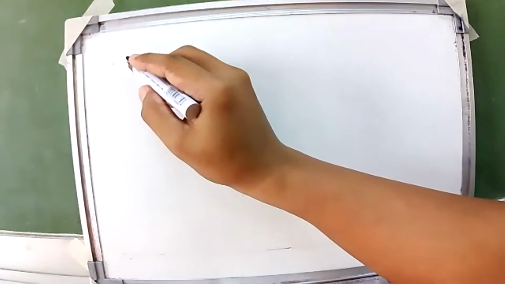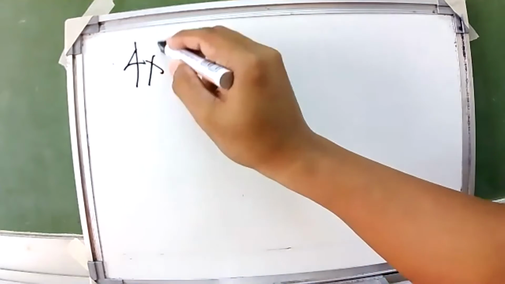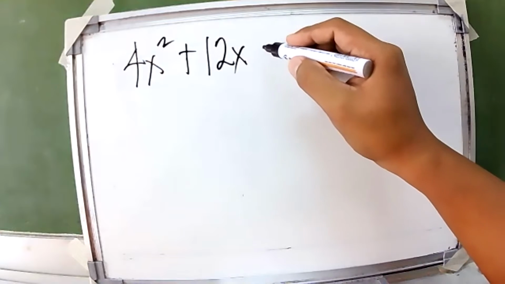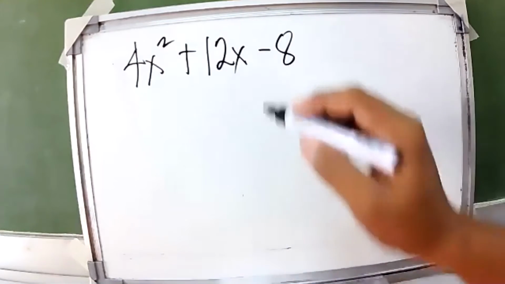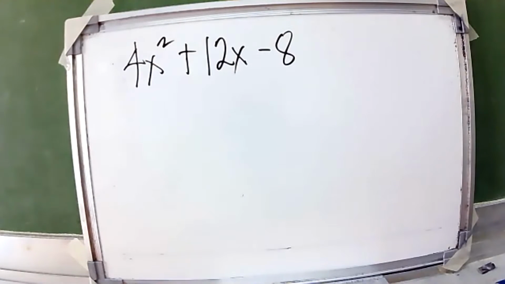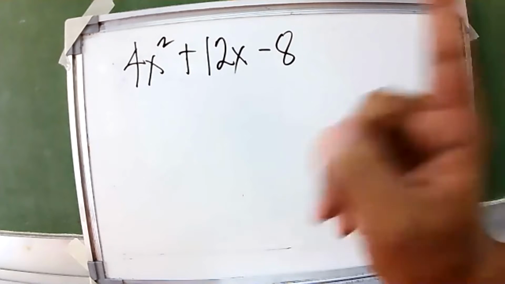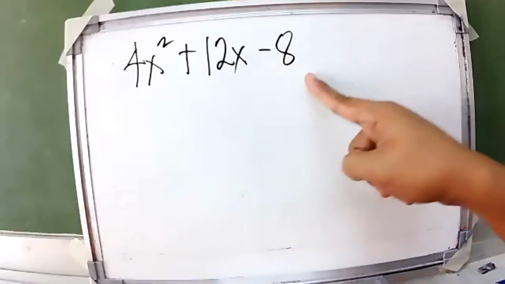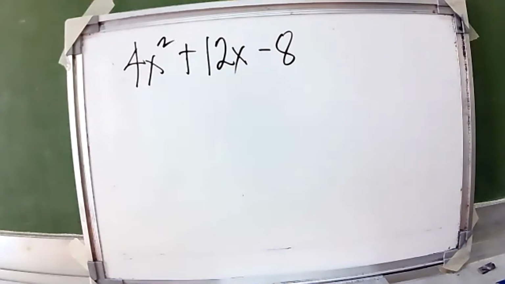For example, we have 4x squared plus 12x minus 8. That's a lower degree. How will we factor this? First step, of course, is to find the common factor. Is there a common factor among all the terms? Unmute your microphone and answer if you have an answer.